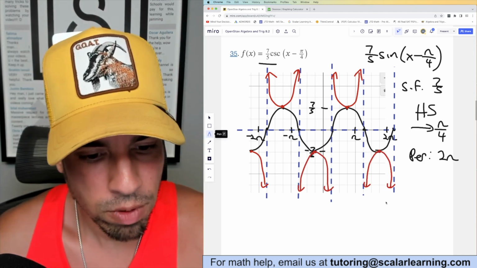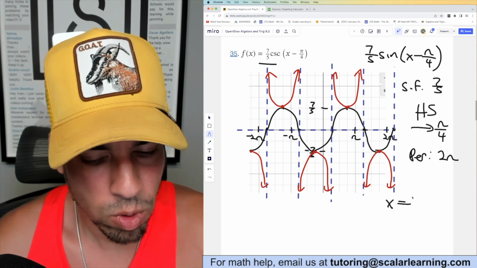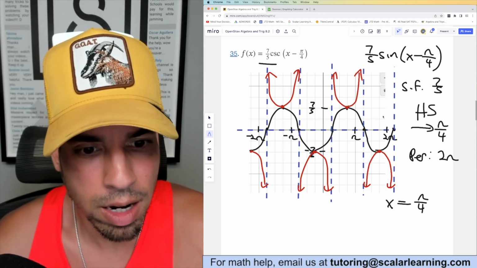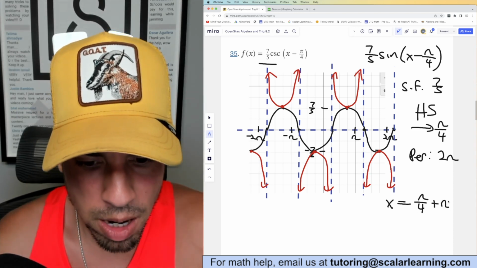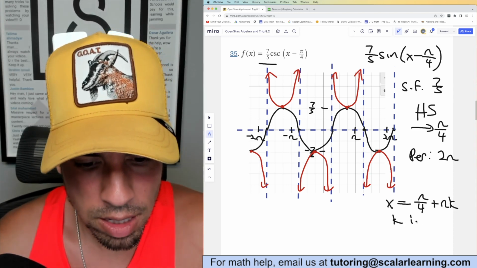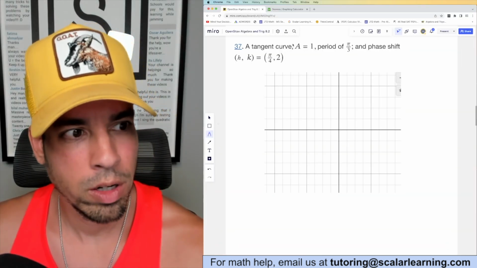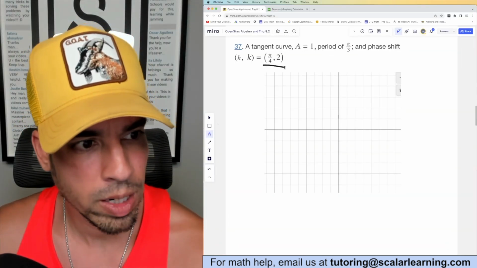And the equation for the vertical asymptotes are going to be, well, I see one there at pi/4, and then it's repeating every pi. So I can say plus pi k, where k is any integer. So that is how you do it. Boom, done.